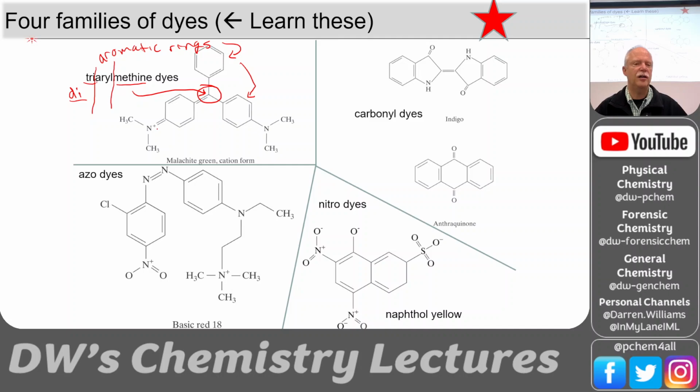So this charge can hop all over the place using resonance structures, and a lot of times we'll put it right there on that carbon. So the charge will be on there. Okay, so that's the triaromethines. Sometimes you see diaromethines. Then we have azo dyes. These are super easy to find because you have this azo group.